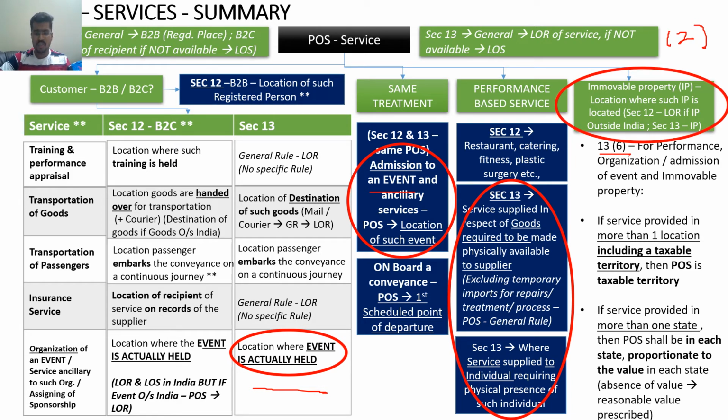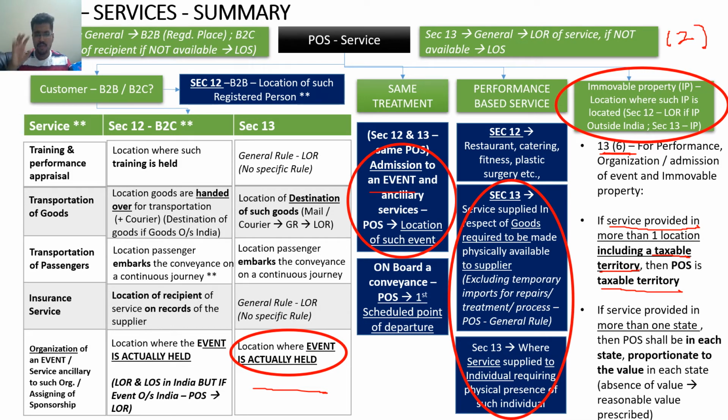For these 4 services, if it is provided under section 13, like if either party is in India, one party is outside India, and the service dealt with is any of these 4, right? That is organization or admission to an event, performance based service, immovable property. So if any of these services are involved and the service is provided in more than one location, including a taxable territory, then place of supply is the taxable territory. What is taxable territory? For brevity, let's say taxable territory is India, right?